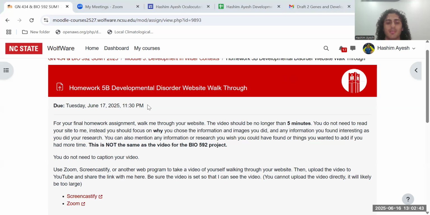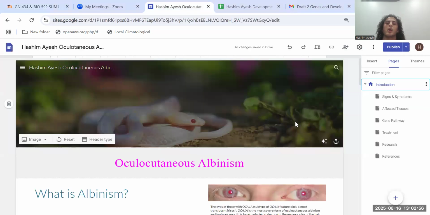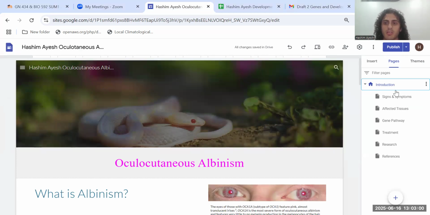I'm a graduate student in physiology, and I'm going to walk you through my website on oculocutaneous albinism. I broke it down into a few pages: signs and symptoms, affected tissues, gene pathway, treatment, and research, as well as an introduction page, which just gives a broad overview.